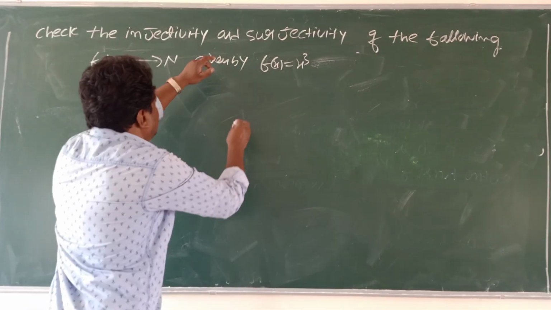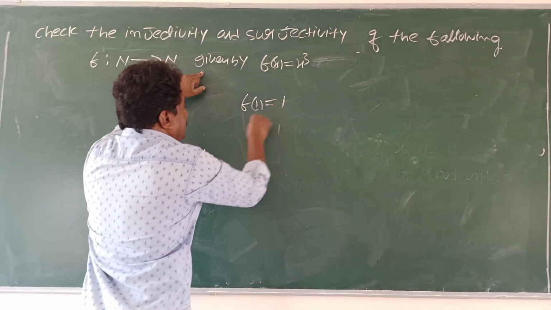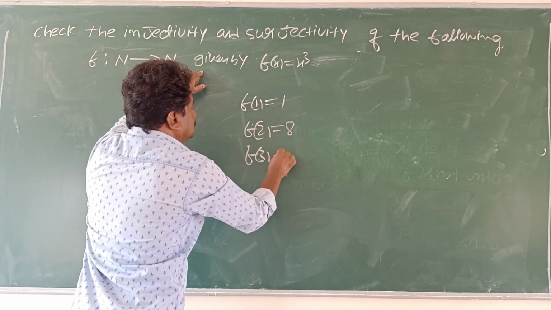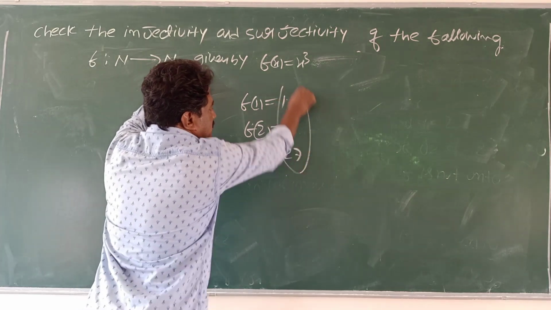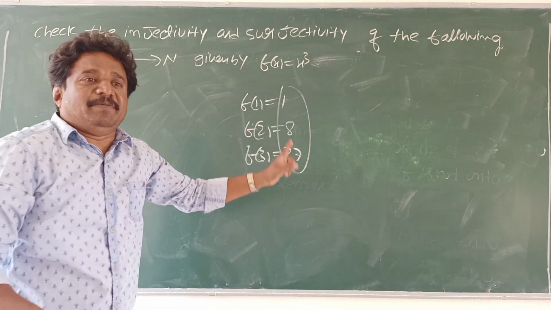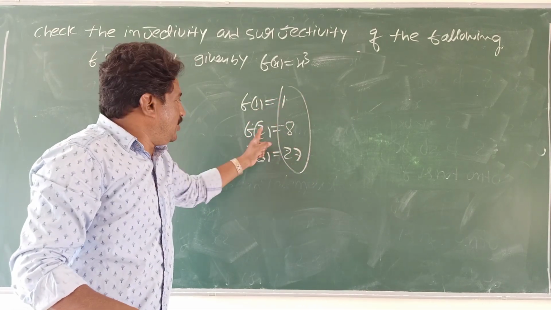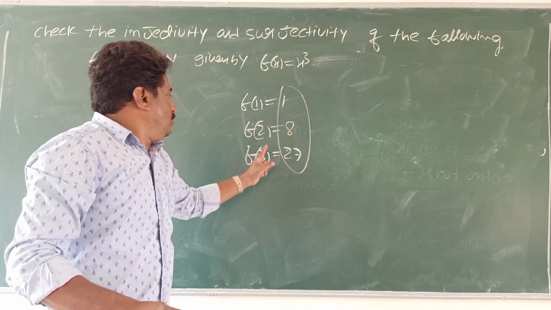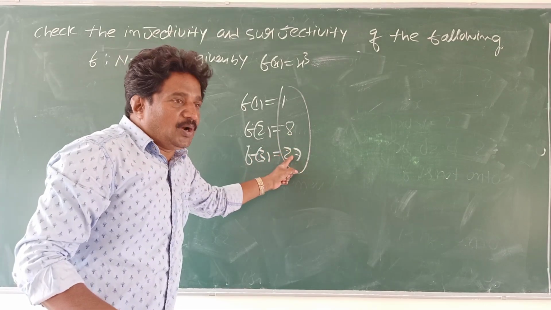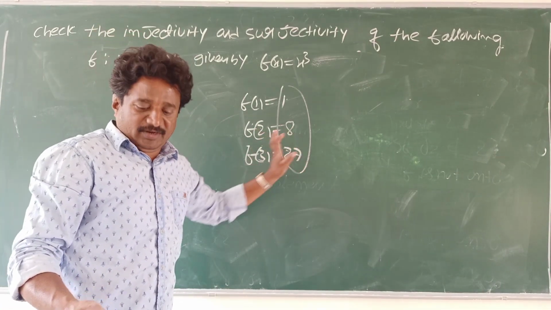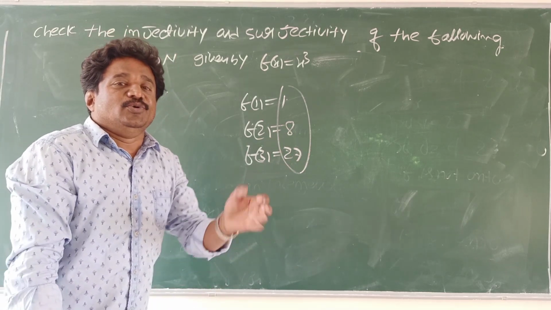Look at that carefully. f(1) is 1, f(2) is 8, f(3) is 27. These images are same or different? Different. One element is related to only one. It must be what? One-one. One-one or not one-one? One-one.